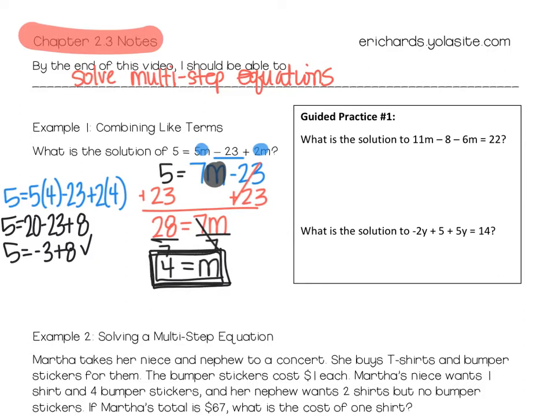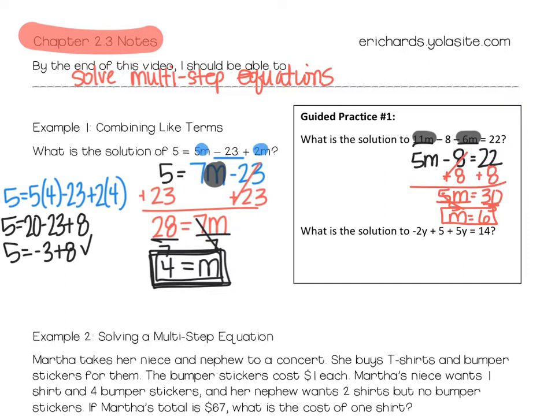Guided practice number 1. I'm going to do the first one with you and then ask you to do the next one by yourself. If you'll look and find your variable, I see that there's two spots where I have a variable. So I am going to combine like terms. 11m minus 6m is going to give me 5m minus 8 equals 22. Add 8 to both sides, and you get 5m equals 30. Divide both sides by 5, and you get m equals 6.